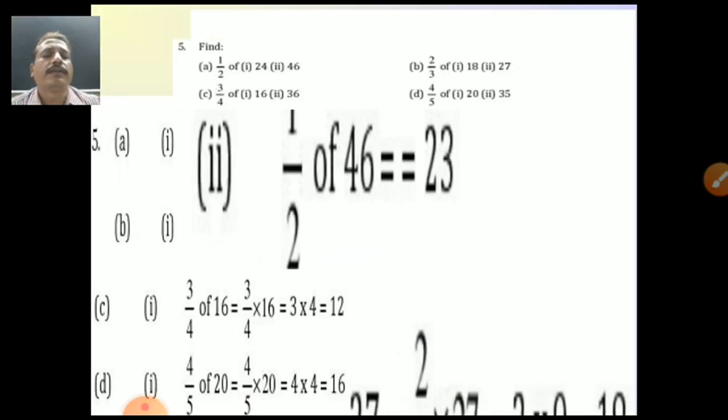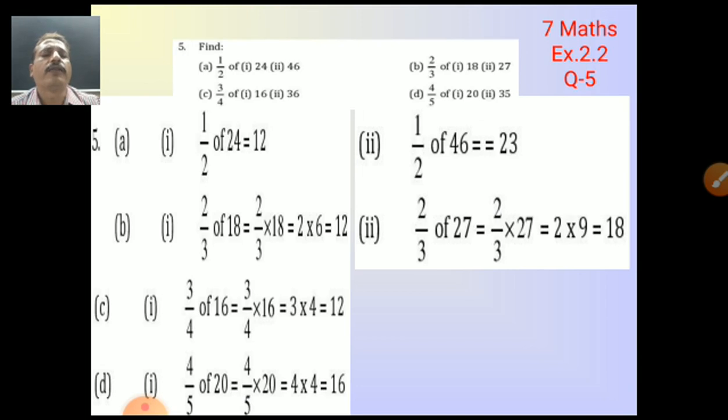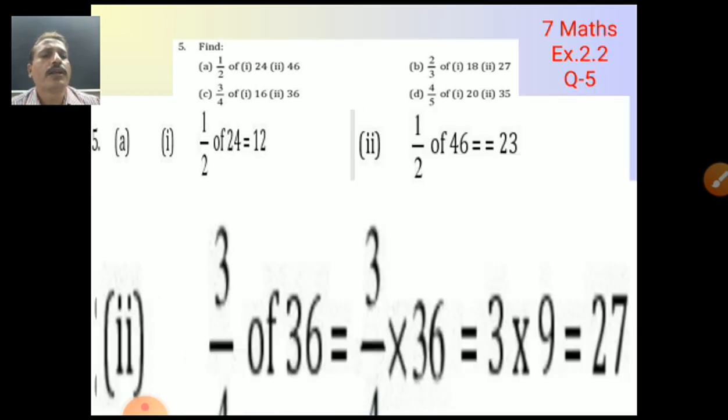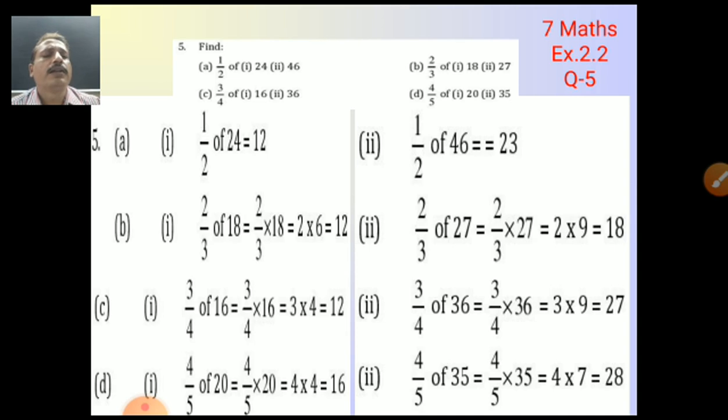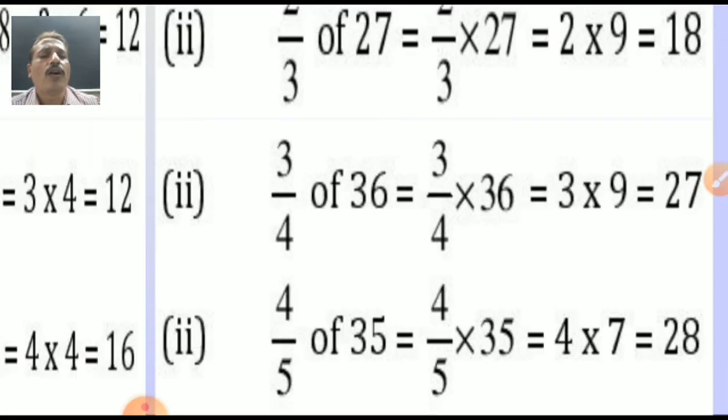Now B part, second one. A, second one, student, 1 upon 2 of 46, that we already got 23. Second, 2 by 3 of 27 gives us 18. Okay student, remaining are here, 3 by 4 of 36. Yes, that is our 27. And last but not least, 4 upon 5 of 35.